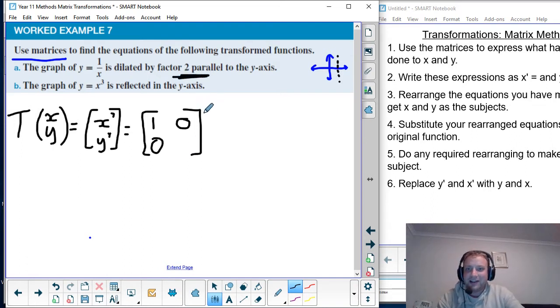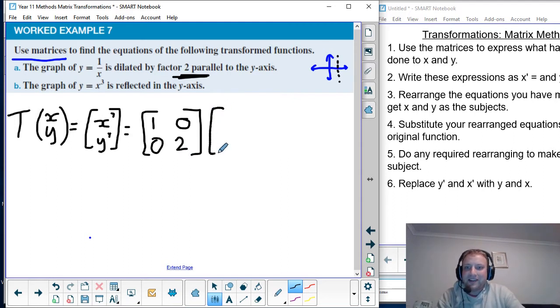This 2 is dilating up and down, so it's dilating the letter y. So instead of a 1, we're going to just put a 2. All right, simple as that. So whatever they tell you you're dilating by, put the number there in the right spot. Okay, if I was dilating side to side, I'd put it there in the top row, but I'm dilating up and down, so I put the 2 there.